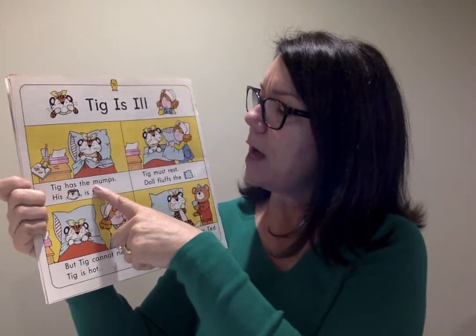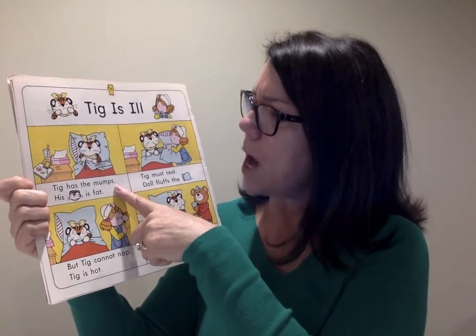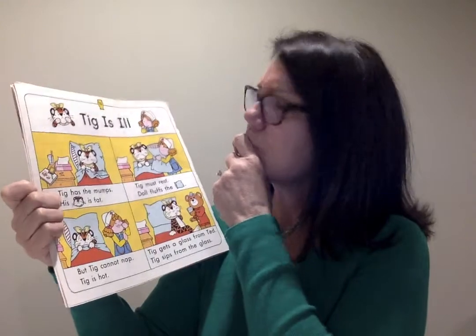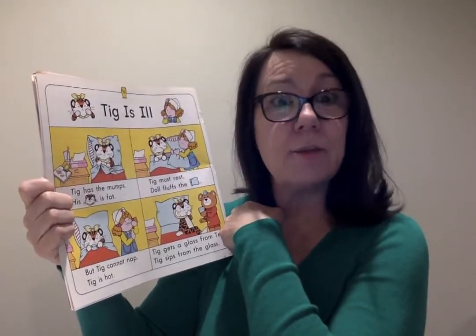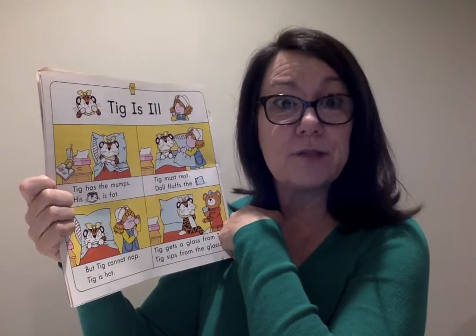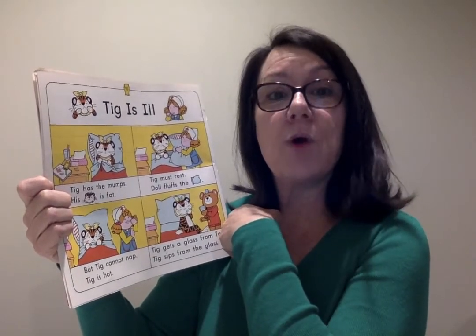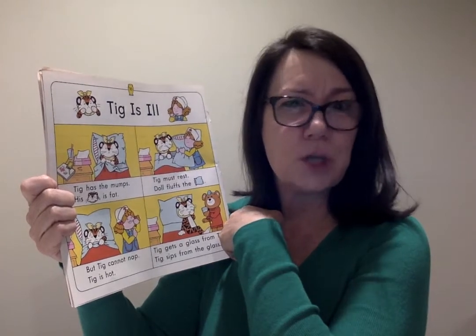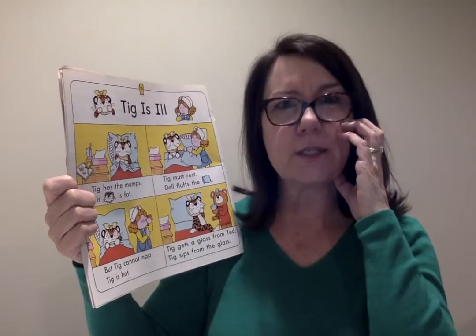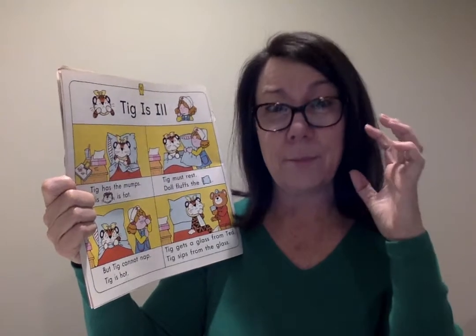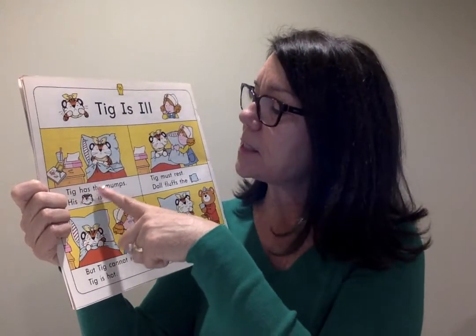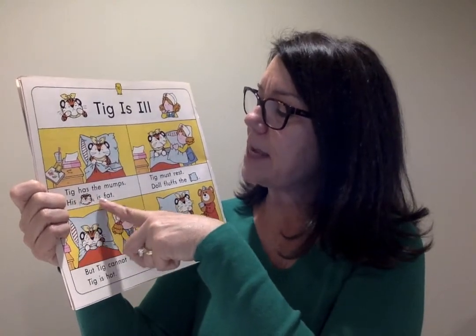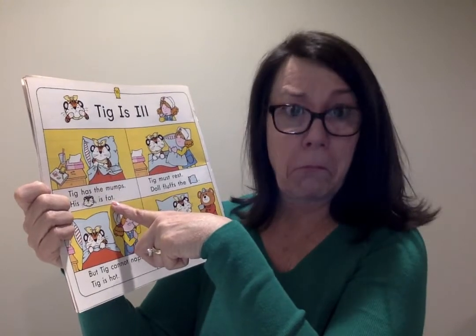Tig has the mumps. Tig has the mumps. You may not have ever heard of that illness, but a long time ago, it was a very common illness for children to get. You would get something called the mumps. It was sort of similar to the chicken pox. And when you would get it, your face would swell up and your cheeks would get really big. And that was one symptom of having the mumps. So we know that Tig has the mumps. It says Tig has the mumps. His face is fat.